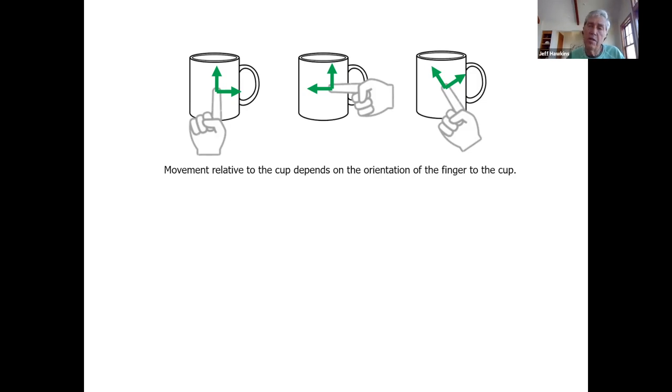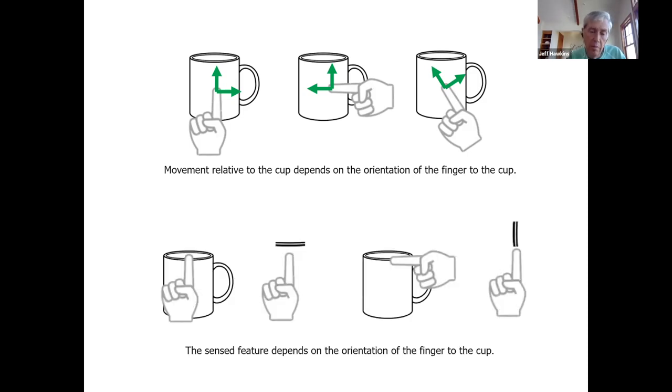So you can't just take the movement sensor data and say, where am I going to be? How do I update my location?